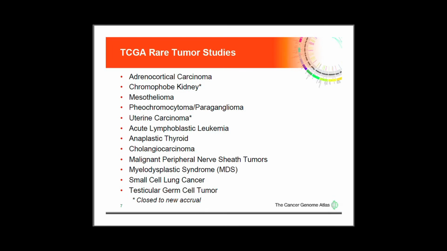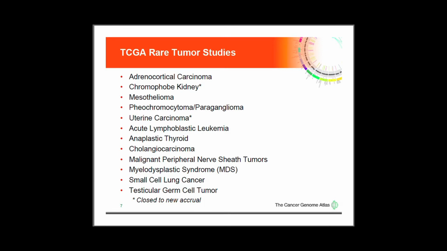And then we do have a new project that opened up in the past year. So these are rare tumor studies. These are studies where we will never get 500 patients to qualify. So the goal is to try to get at least 50 to 100 of each of these types. So we have finished the chromophobe kidney. We're currently processing the last of the uterine carcinosarcomas.